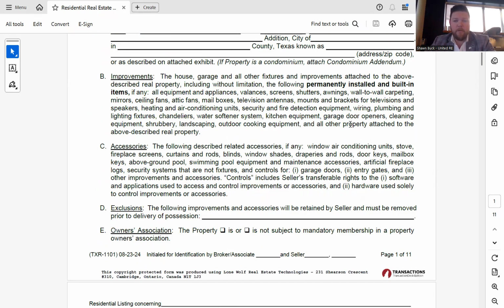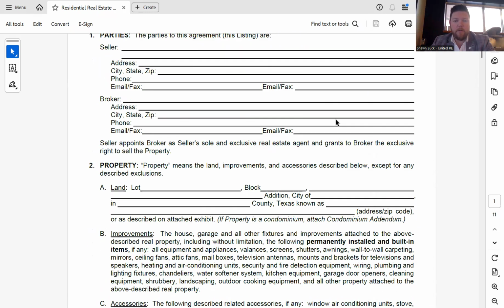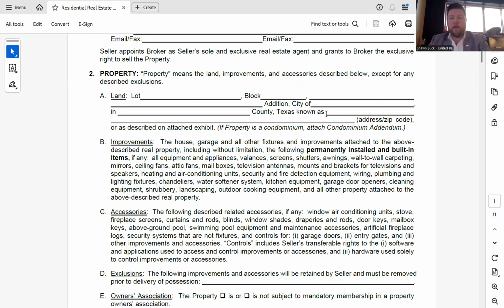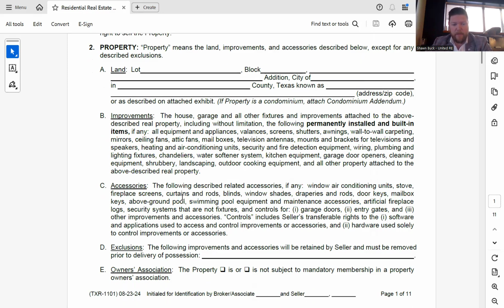And then we talk about improvements to the property. Like if the refrigerator is permanently installed, then it stays. If it's not permanently installed, then it can go. Same with EV chargers. If it's hardwired in, mounted, then it's a fixture and stays. If it's one that just plugs into the wall outlet, then it can be removed. And that's something different that can talk about your accessories and improvements here.